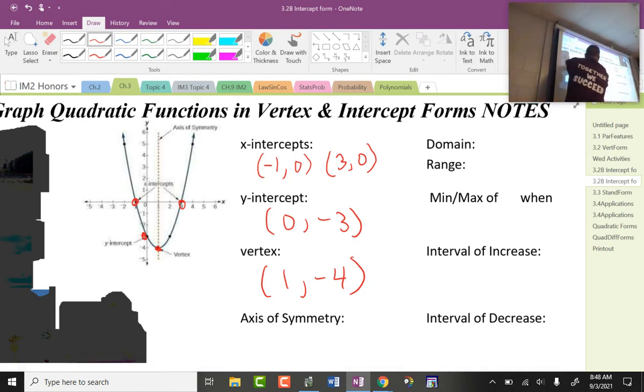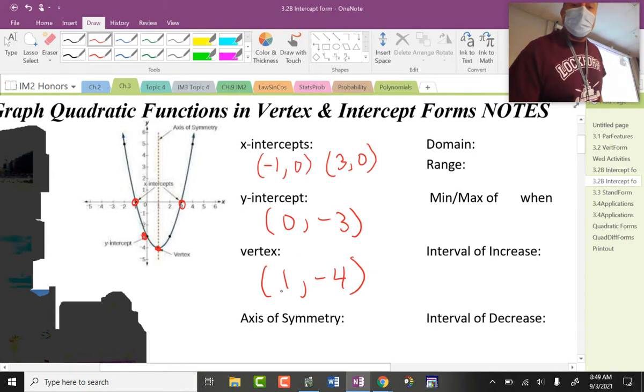Look at these 2 points, and then look at where the X coordinate is of the vertex between those 2 points. Because of symmetry, the X coordinate of the vertex is exactly in between the 2 X intercepts. Am I wrong or am I right? I'm right. Of course I am. So 1 is directly in between -1 and 3.